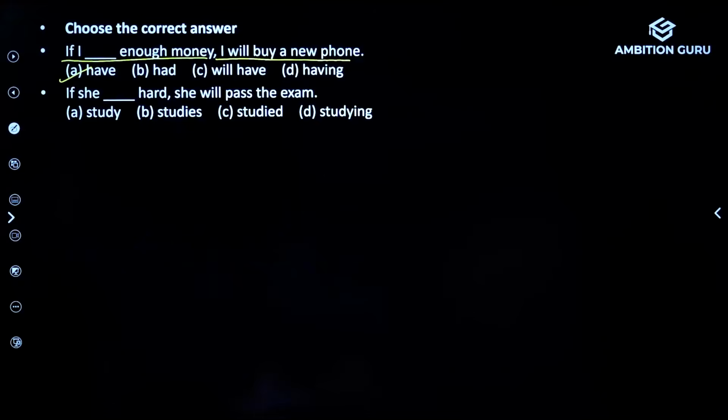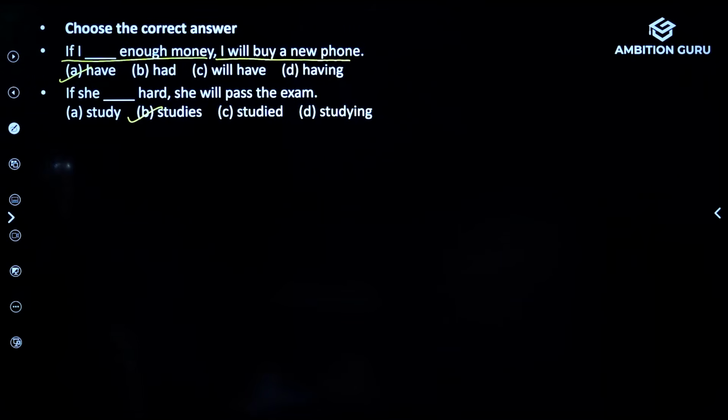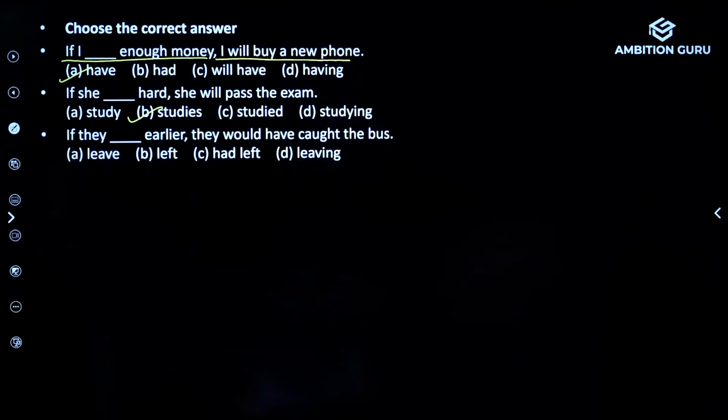Okay, next question. If she hard, she will pass the exam. If she studied, or studying. Okay, B, studying. No, studies. Very good. If she studies hard, she will pass the exam. That's good. Next. If they earlier, they would have caught the bus.